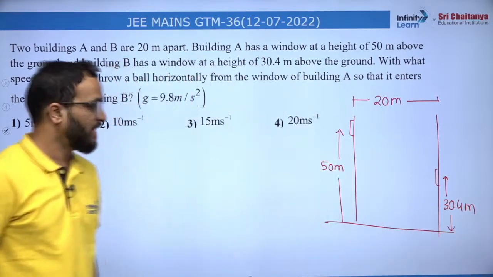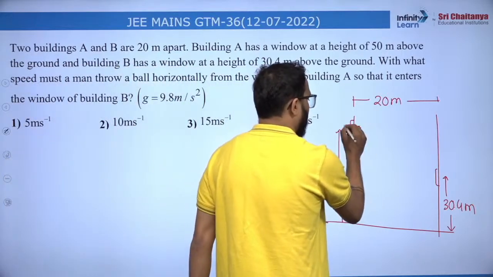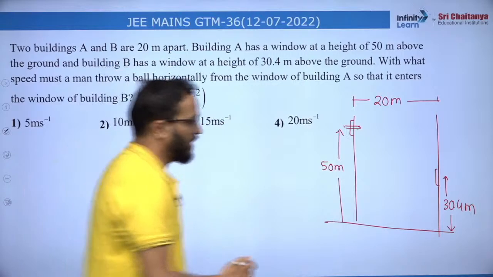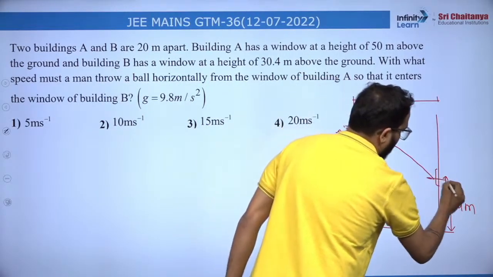Now what they are saying is this: a bullet is fired from here like this, and this bullet goes like this, it enters here.